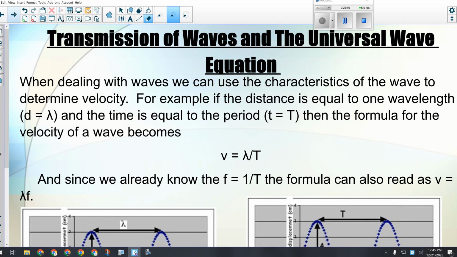So if we're dealing with waves, the universal wave equation can be written in two ways. It can be written the way it is on your formula sheet: V equals frequency times wavelength, f times lambda. But it can also be written this way: V equals lambda over period. Is that the same thing?